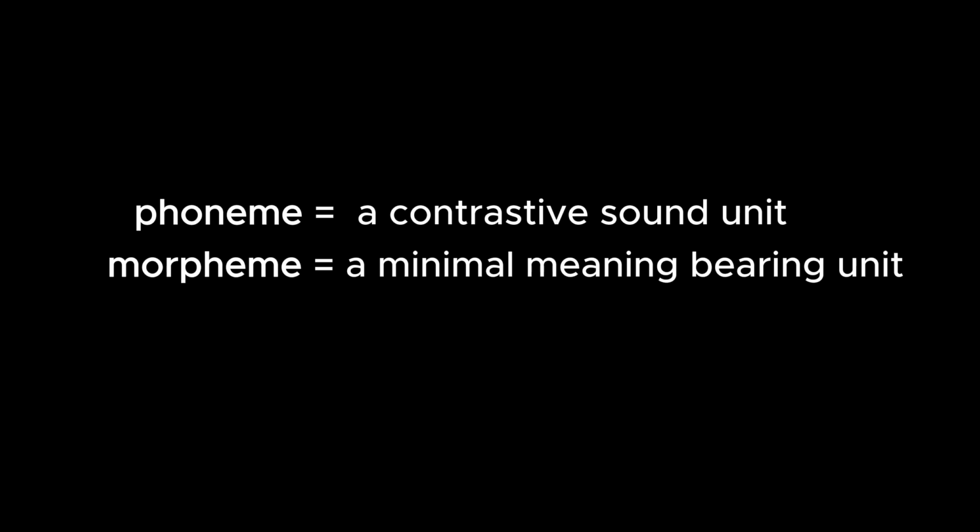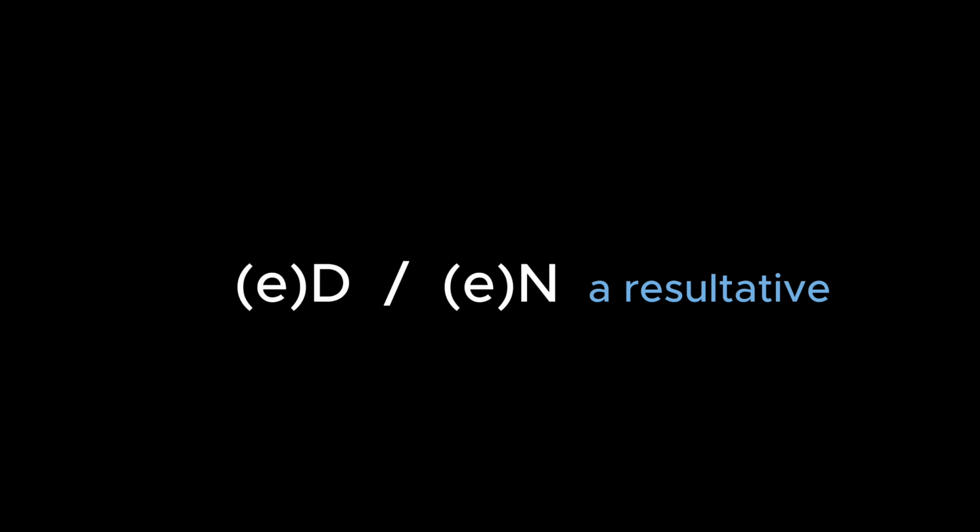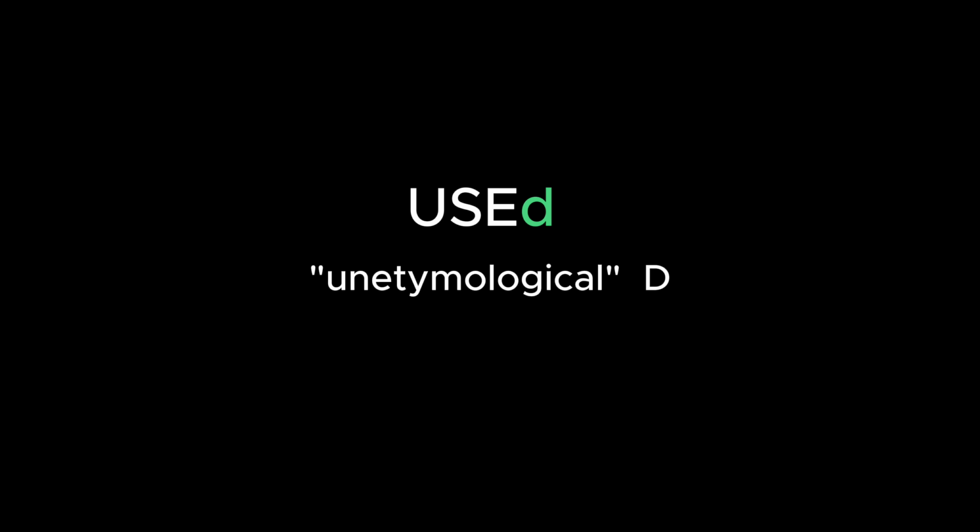So pay attention. First, I may need to clarify that a phoneme is a contrastive sound unit, while a morpheme is a minimal meaning-bearing unit. Theoretically, and since etymologists theorize an all-unifying Proto-Indo-European language, the PIE root ten would mean to stretch, and I don't think it a stretch to go a step further and label this phenomenon of a recurring emergent association of a morpheme, where the D sound, and in some cases an N, acts as a resultative. It's what linguists call an unetymological D, or an intrusion, which I see as inferring a result.